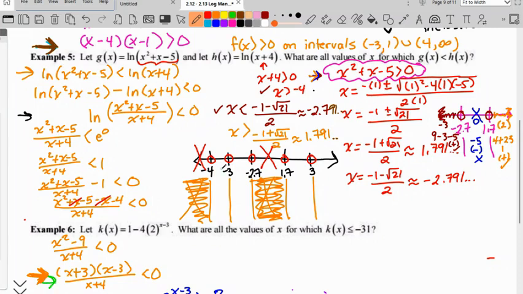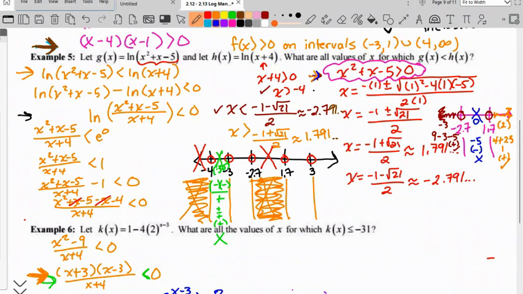So a number between -3 and -4, maybe -3.5. Okay, so -3.5 plus 3 is a negative, times -3.5 minus 3 is also negative, over -3.5 plus 4 is a positive. So negative times negative is positive, so that's a positive over a positive, which is positive. Okay, is a positive number less than 0? We're checking for less than 0. No, it is not. So we're not going to include that section either.